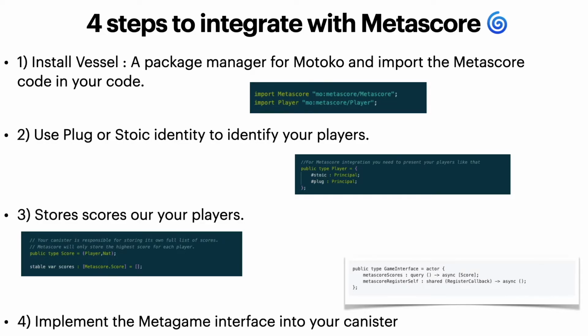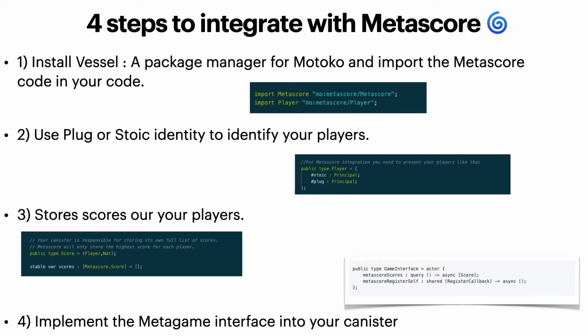Okay, step number 4 is a bit more complicated, but I will guide you through every step. You need to implement the game interface, which is the minimum interface we expect for all games to be compatible with Metascore. In reality, it just means that we need to have two functions that you see on the screen. So the functions are Metascore scores and Metascore register self as public functions inside of your code. You can have other public functions, it's not a problem.